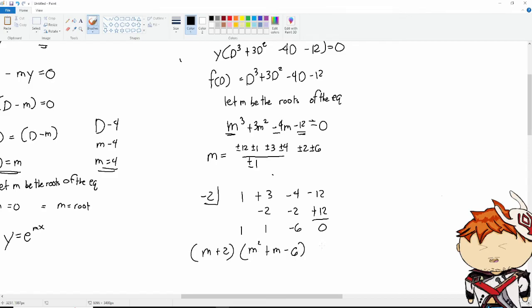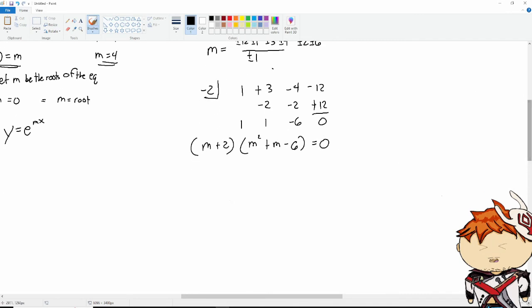If you don't know how to do synthetic division, I recommend you learn synthetic division. Equals 0. And our quadratic equation left is factorable, right? m plus 3, m minus 2 is equal to 0. Meaning our roots are negative 2, positive 2, and negative 3.